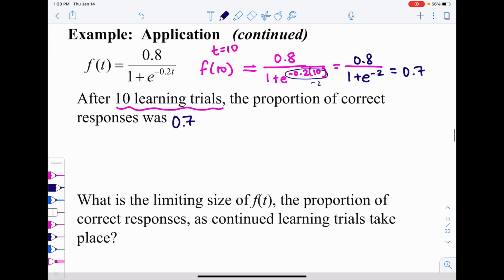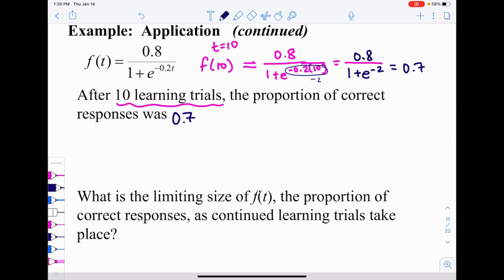It says, what is the limiting size of f of t? The proportion of the correct responses as continued learning trials take place. So no matter how many more learning trials take place, as t approaches infinity, that means the e term is going to end up going to 0, which means we have 0.8 divided by 1. So the greatest value that we're going to end up with is 0.8. So if we got to 0.7 after 10 trials, I think that's pretty good.